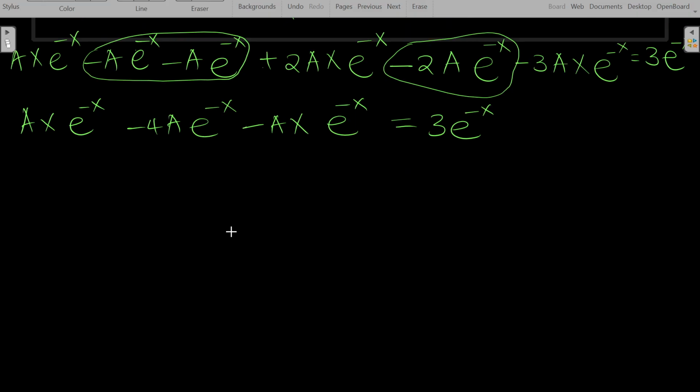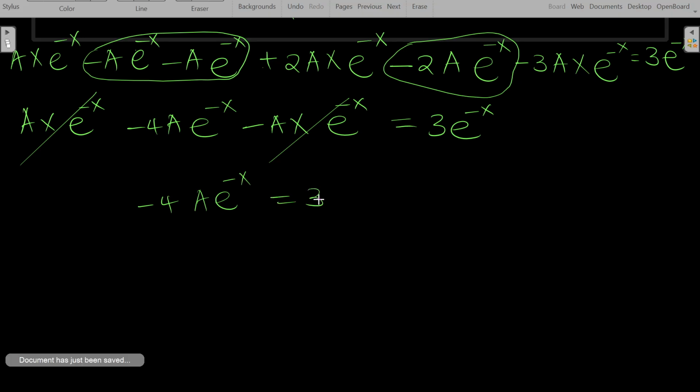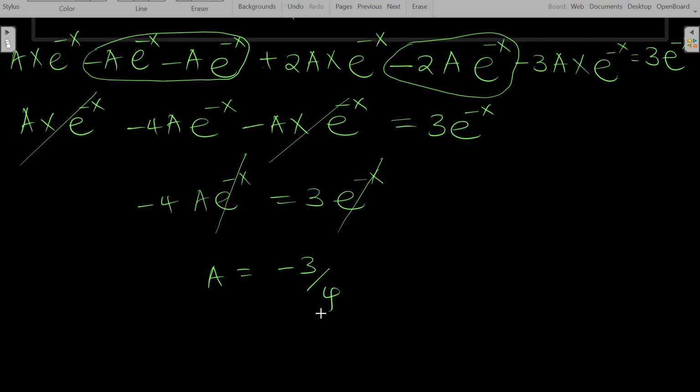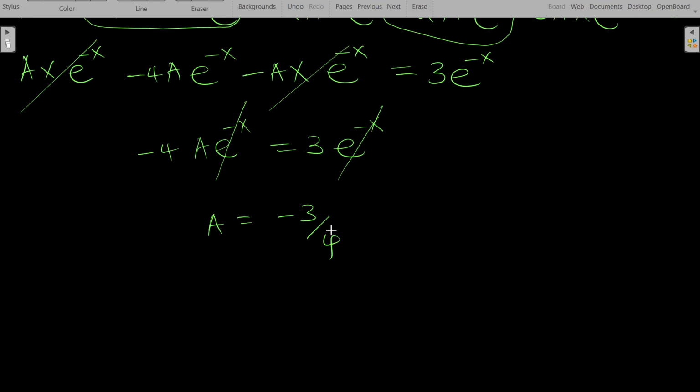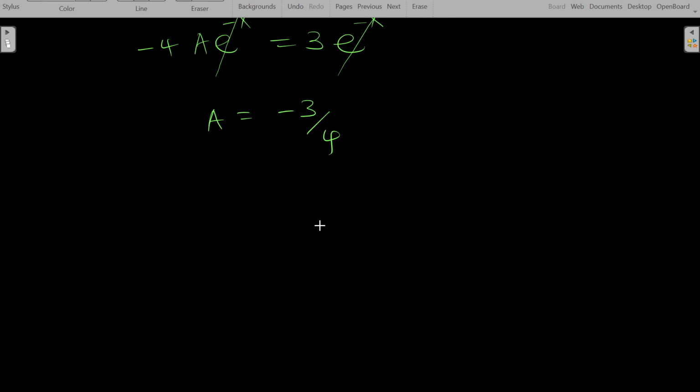Now let's continue. From this point we have ax here also, and we have an ax here also. So these will cancel with these. You see, it simplifies out nicely. So I'll get negative 4 a e raised to negative x should give me 3 e raised to negative x. So if I take these and take these, it cancels out clean. So I'll remain with a value equal negative 3 over 4. As you can see, the math cancels out beautifully. Now, this is my a value.